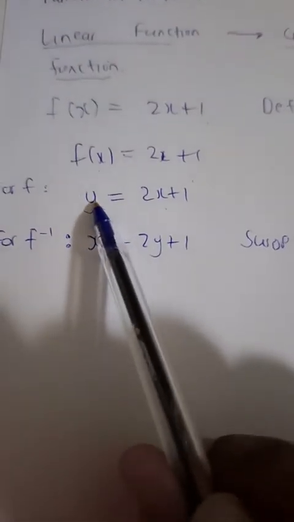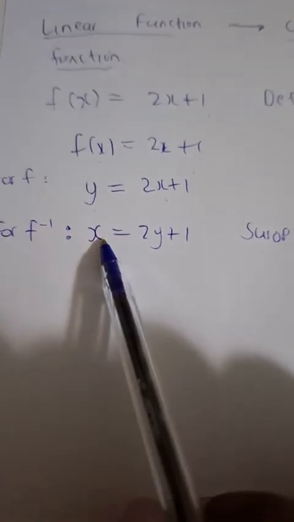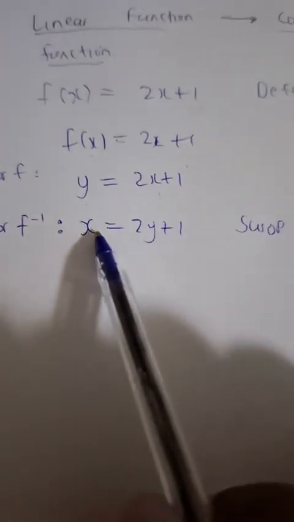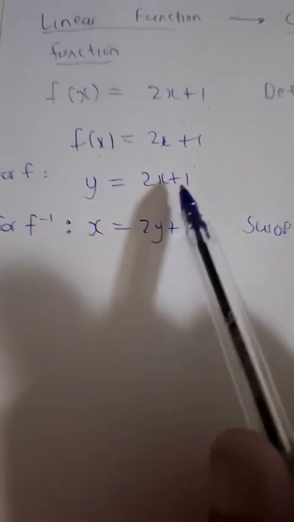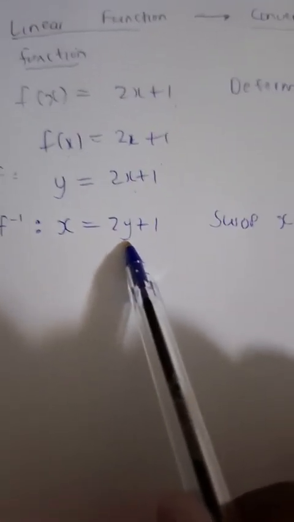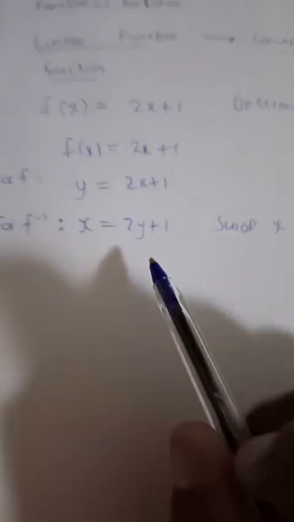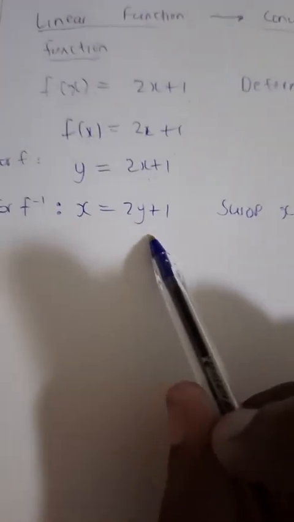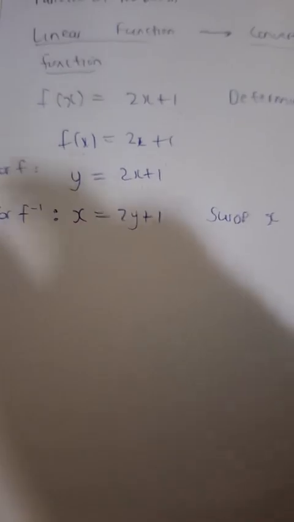So what you see now is that instead of y being the subject, we have x. In the place of y, we've basically swapped it with x. In the place of x, we've swapped it with y. Okay, so that's the first step. We swap x and y. Then we follow that up with, we try and make y the subject of the formula.